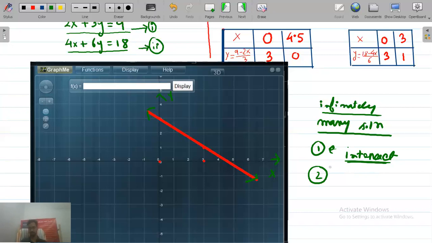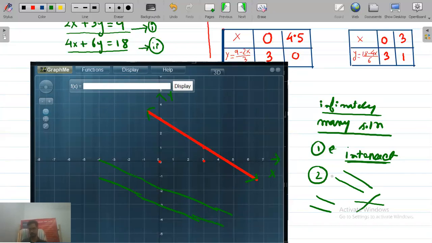Now suppose two lines are not intersecting, that means when two lines are parallel, suppose like this, then they cannot have any solution. Okay, because now see, two lines have a solution when they intersect at some point, yes or no? But when two lines are parallel, then they cannot intersect each other. Yes or no? That's why they do not have any solution.